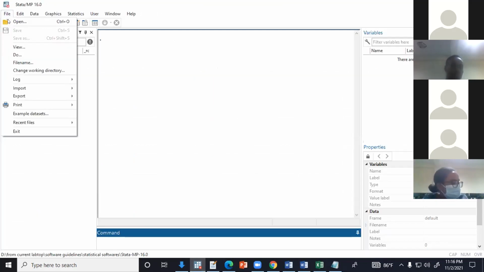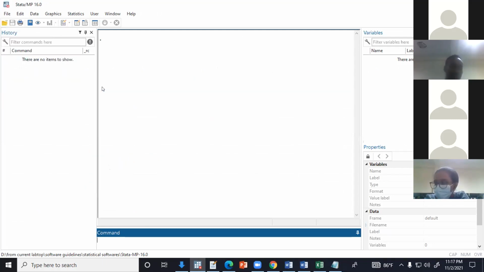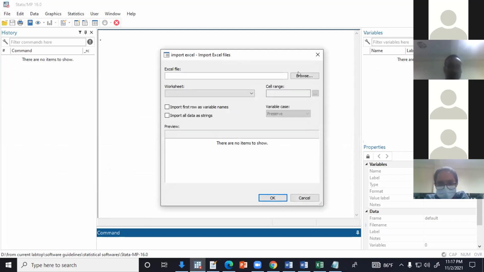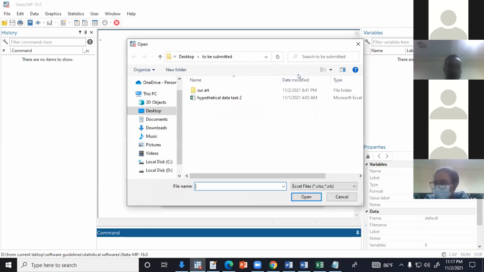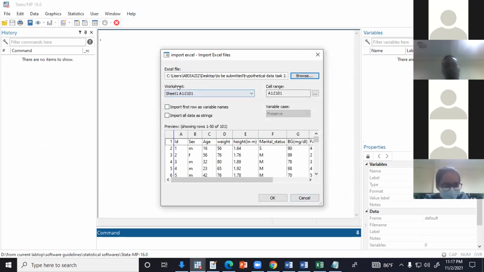Now I will go to File and import my Excel file. Since the sheet was prepared in Excel, I will go to this one, hypothetical data task 2, which I have written. So I will import it. Here it shows the worksheet. I have only one worksheet, so there is no need to go to other sheets.